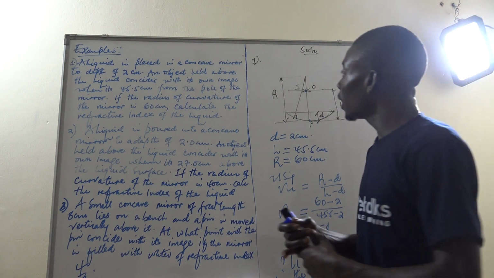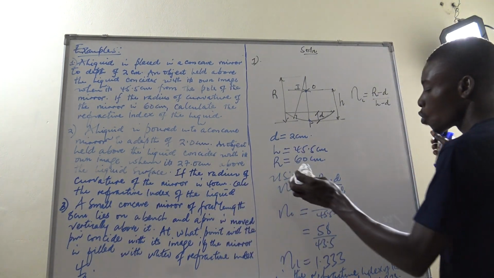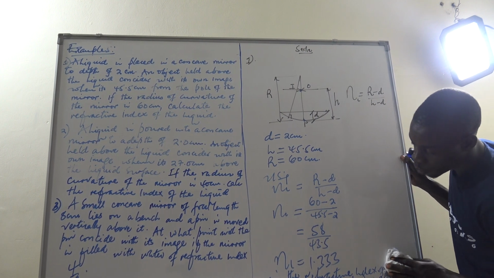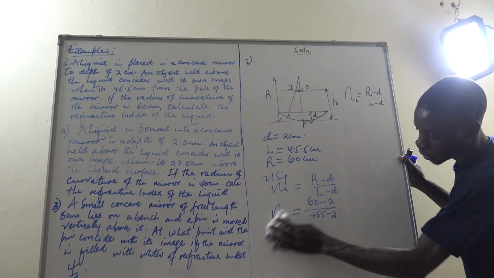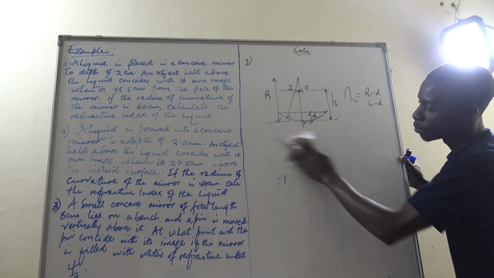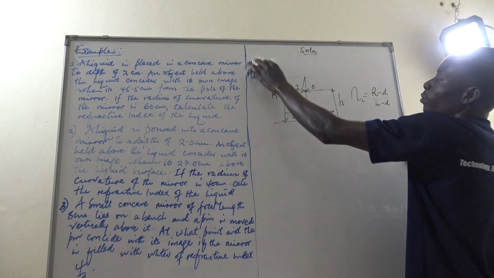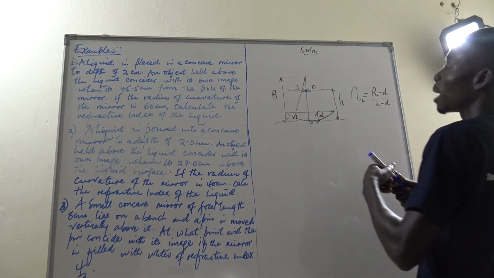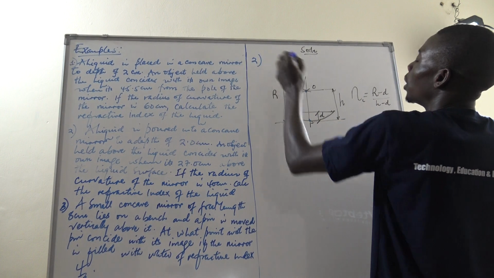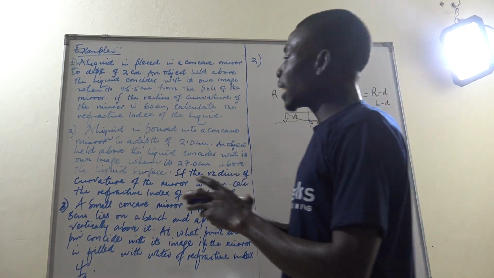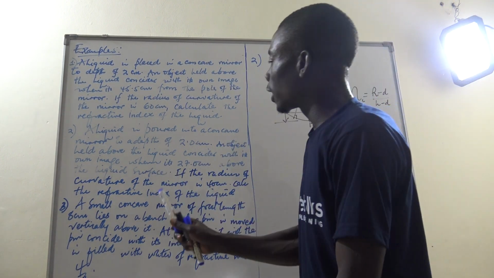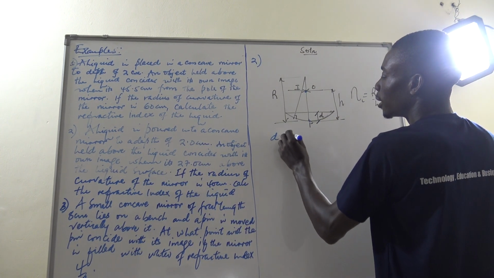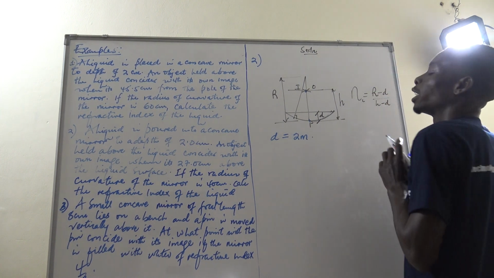So let's then look at now Roman 2. I'm removing this away now, assuming that we have gotten it right. I'm leaving that diagram there to help us make some simple interpretation where applicable to our numbers. And then I say that a liquid is poured into a concave mirror to a depth of 2 centimeters. Again here, the depth is 2 centimeters.